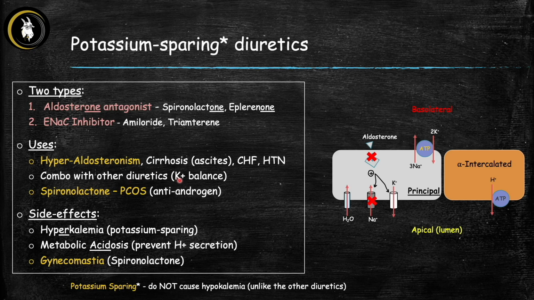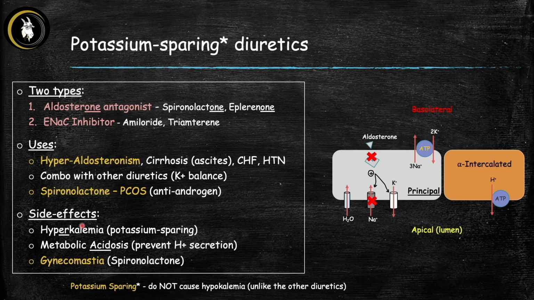So that makes sense because those other diuretics cause hypokalemia. These ones can potentially cause hyperkalemia. So if you use them together, you might be able to get a potassium balance there and normal potassium levels. Spironolactone also has anti-androgen properties and therefore is a standard part of the treatment for patients with polycystic ovarian syndrome.